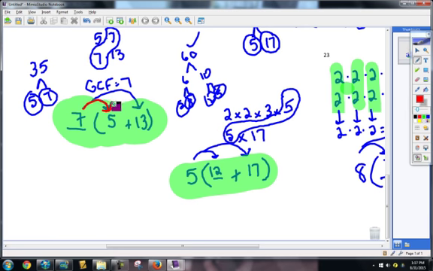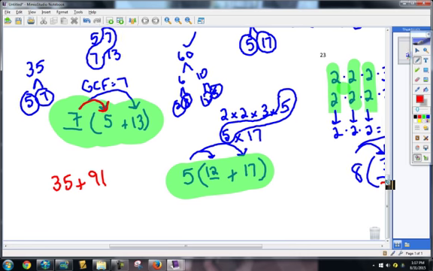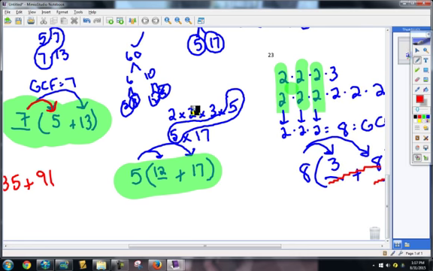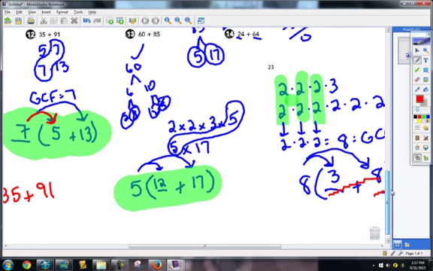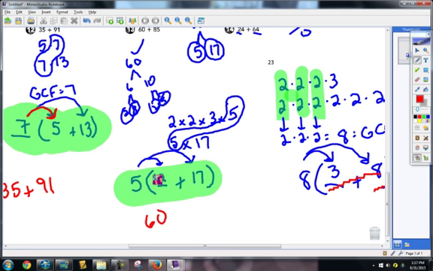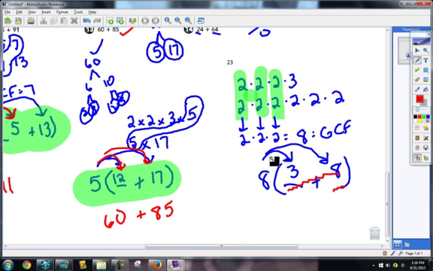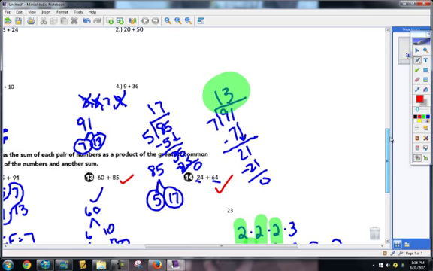So when you actually distribute, 7 times 5 is 35. 7 times 13 is 91. Is that what we originally started with? Yes, it is. Same goes for this one. 5 times 12 is 60. 5 times 17 is going to give me 85. Is that what I originally started with? Yes, it is. 8 times 3 is 24. 8 times 8 is 64. Is that what I originally started with? Absolutely. So hopefully that helped.